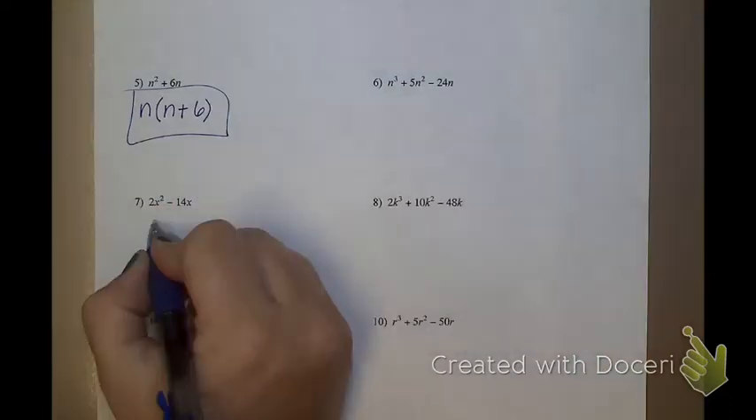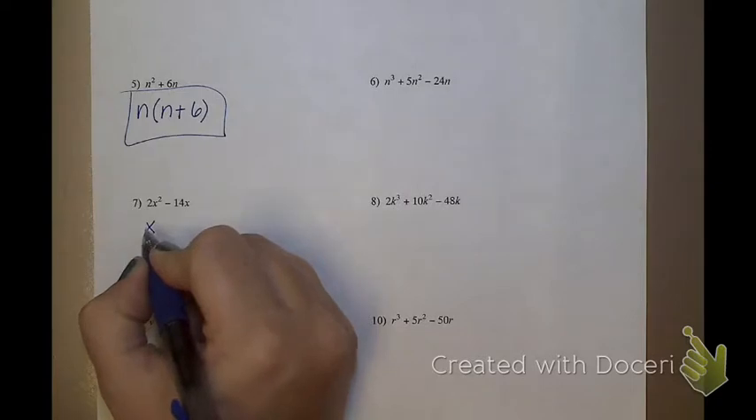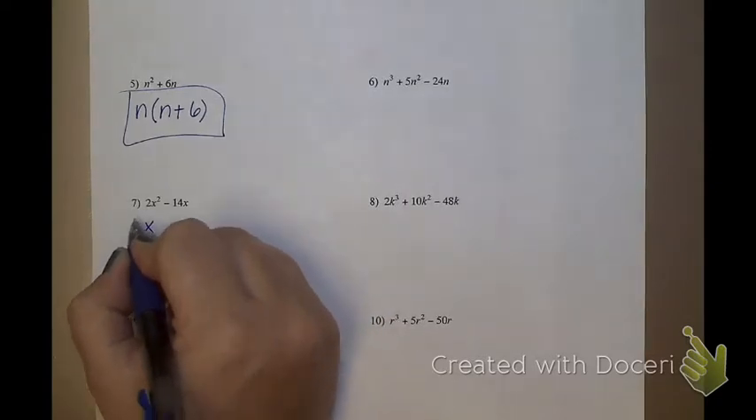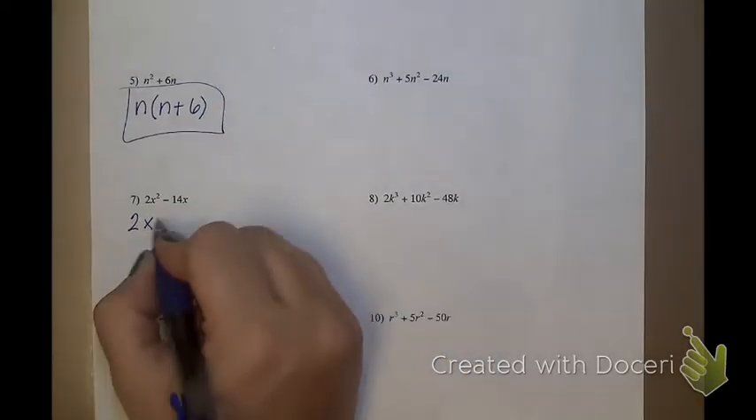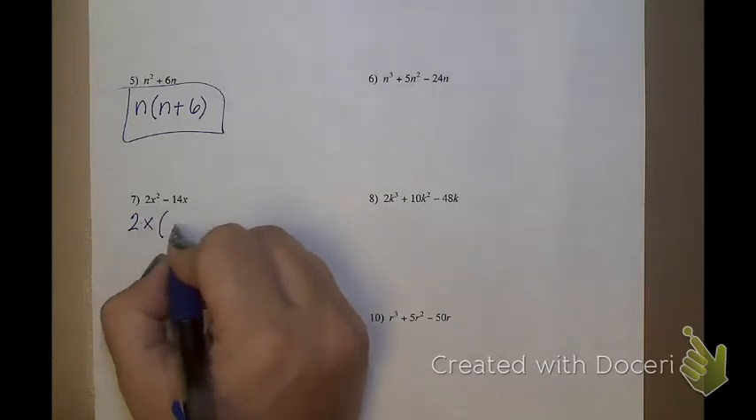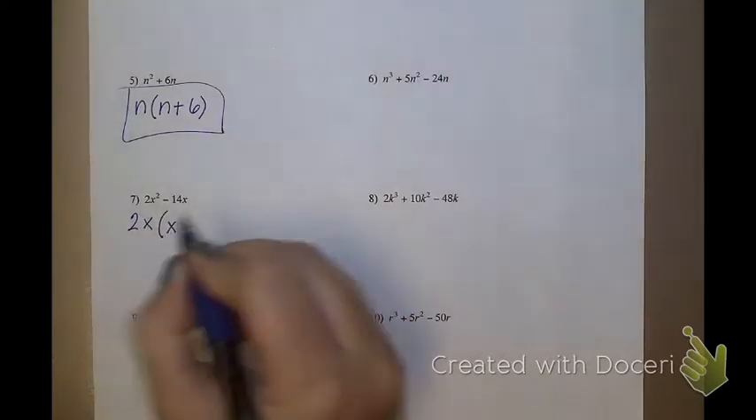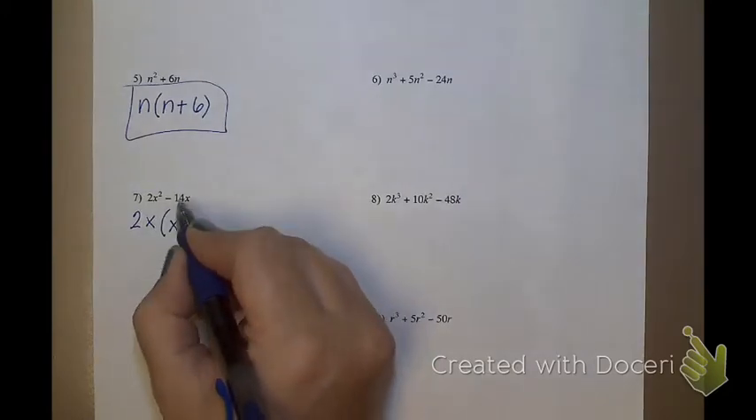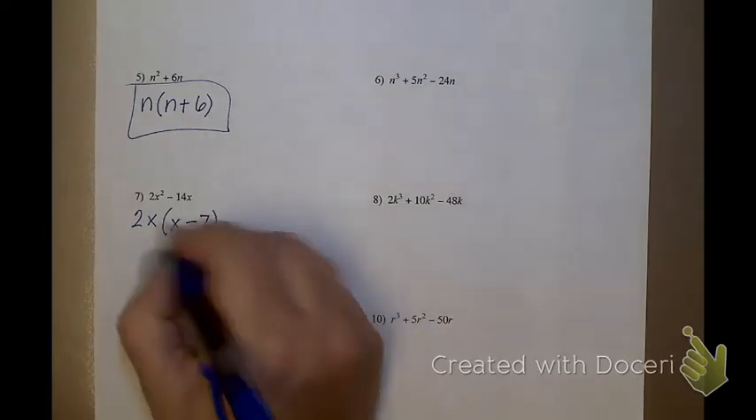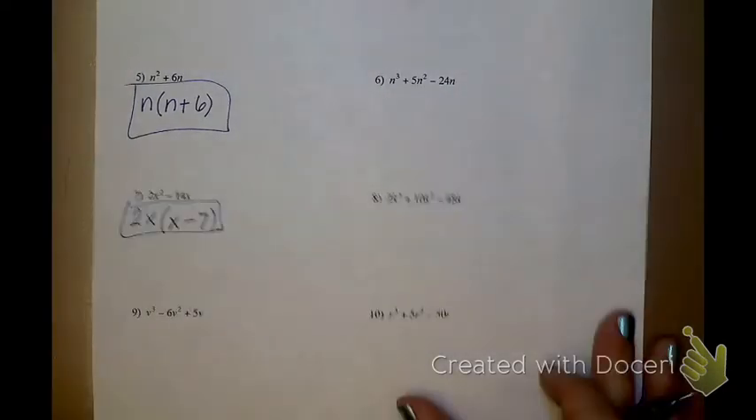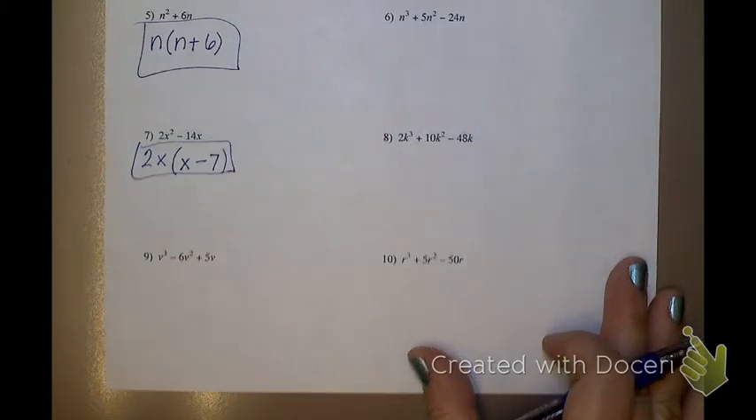7. What can I take out in number 7? An x and a 2. What would be left inside then? 2x times what is 2x squared? X. 2x times what is negative 14x? Negative 7. Okay. And I think that covers all of them. All of those just had 2 terms. Those were super easy, right? Just review from what we were doing before.